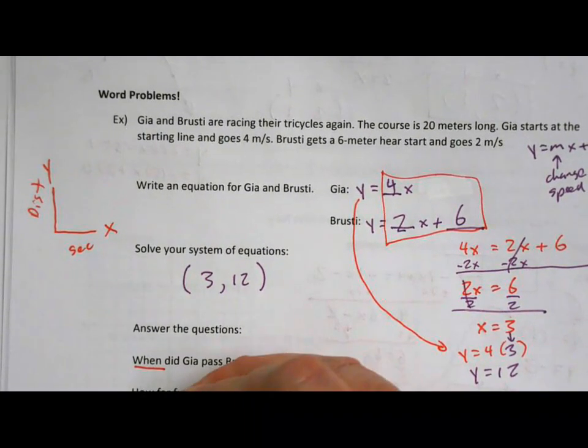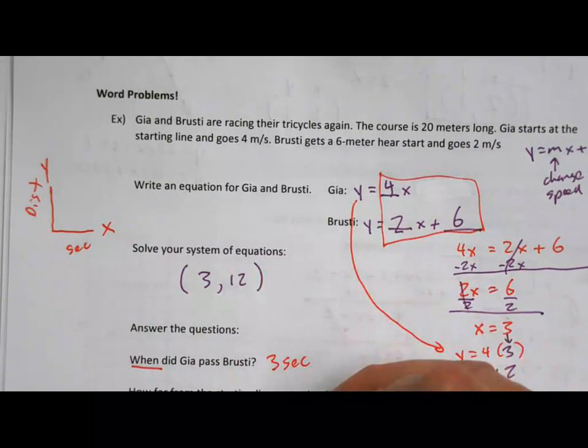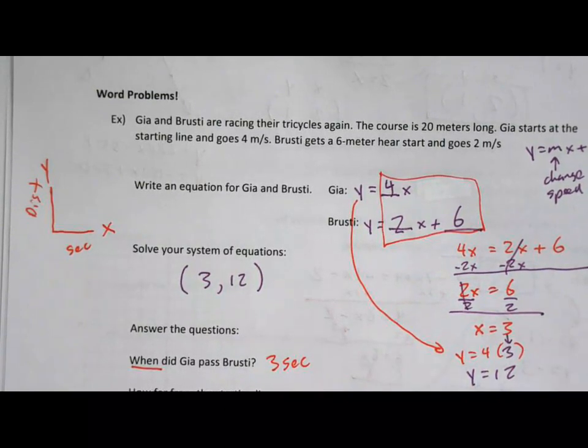And then the last question is how far from the starting line? In other words, where did it happen? That would be the distance, which is the Y. So that would be about 12 meters from the starting line.